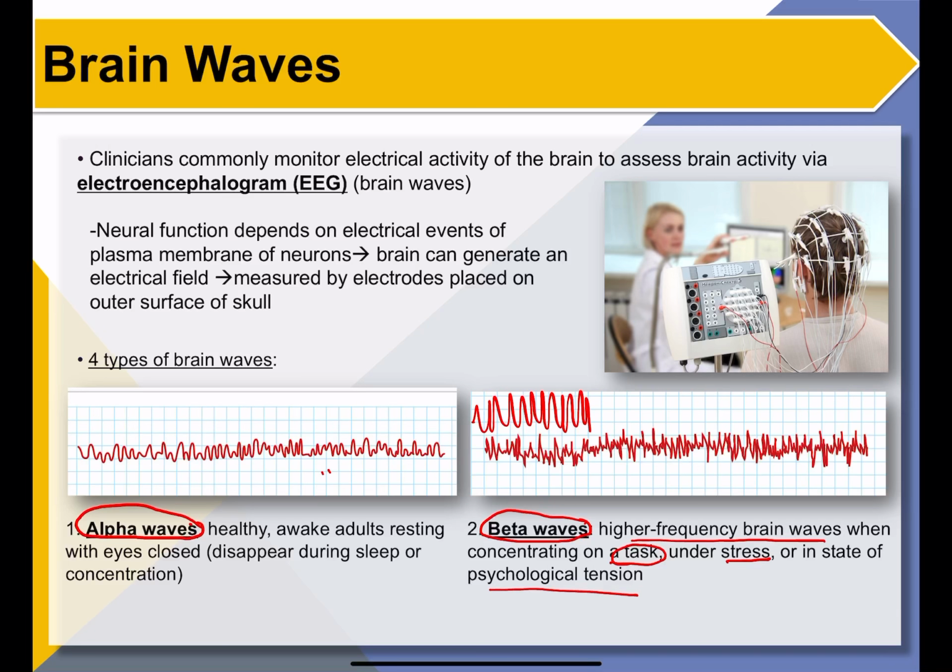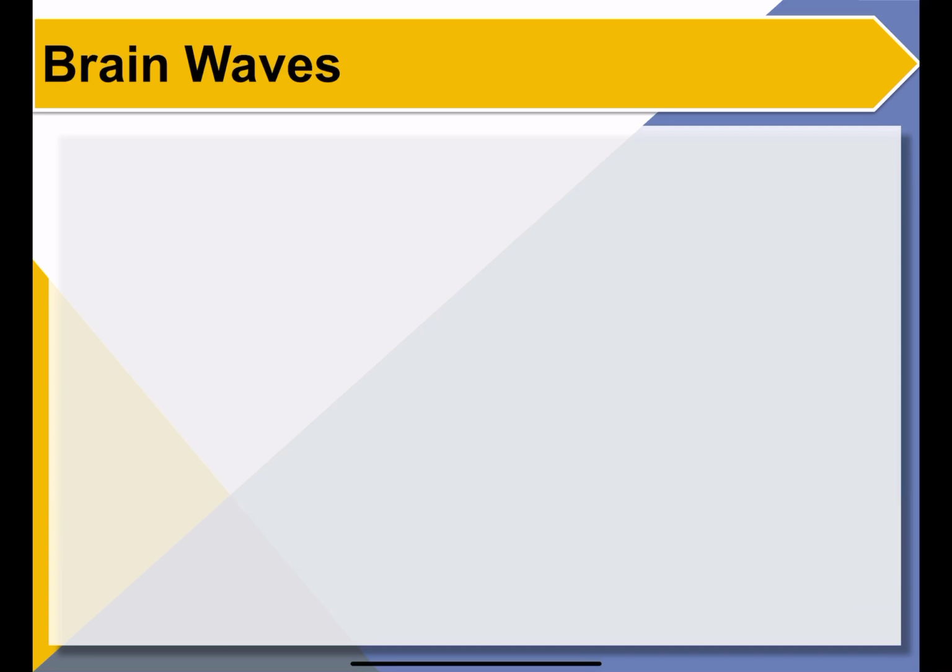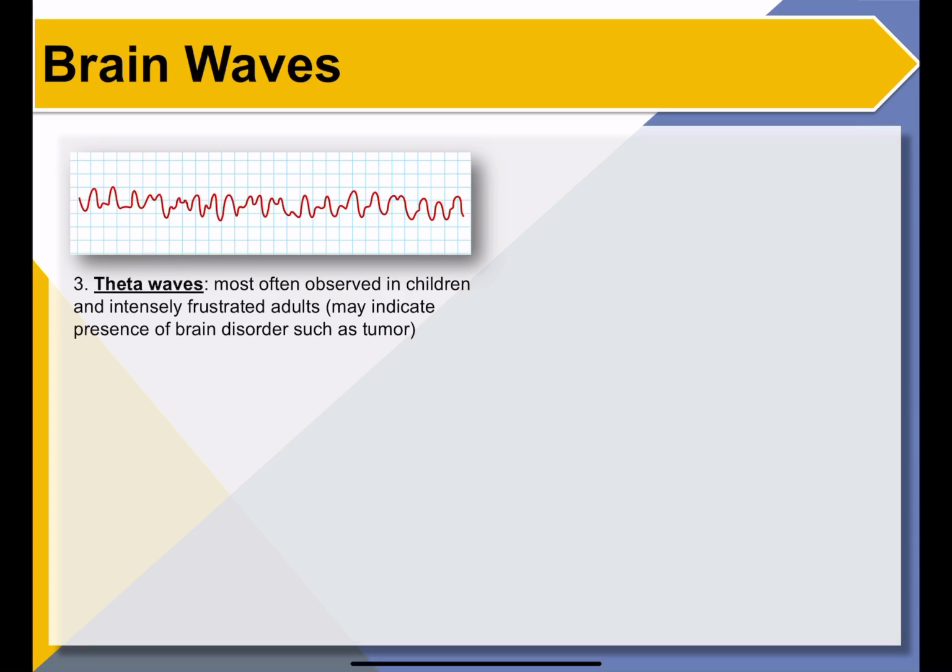And then you have the third type of waves called theta waves, which is most often observed in children, but in adults, this is not normal. It usually exists in intensely frustrated adults, or it may actually indicate presence of a brain disorder such as a tumor.